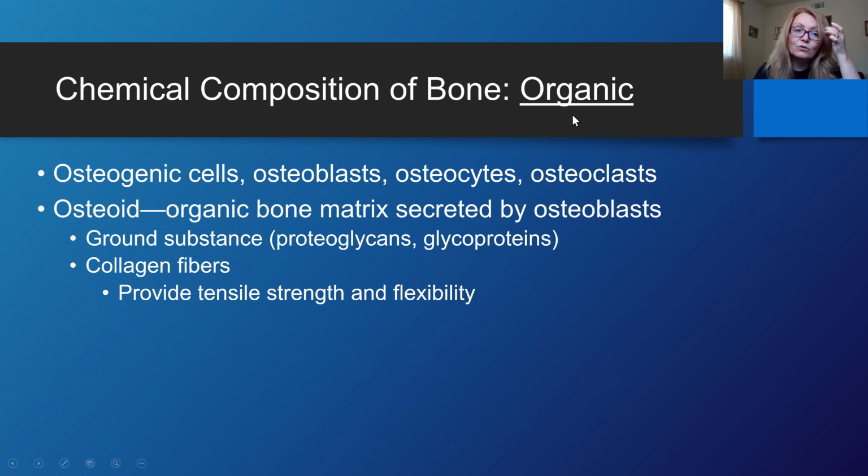Organic part of a bone also includes osteoid. This is the matrix, organic part of the matrix secreted by osteoblasts. So here's the cells osteoblasts, they secrete this osteoid. And osteoid includes ground substance and collagen fibers. Collagen fibers provide tensile strength and flexibility, and ground substance provides strength. Examples of organic molecules that make this ground substance include proteoglycans and glycoproteins. That's pretty much protein and sugar together.